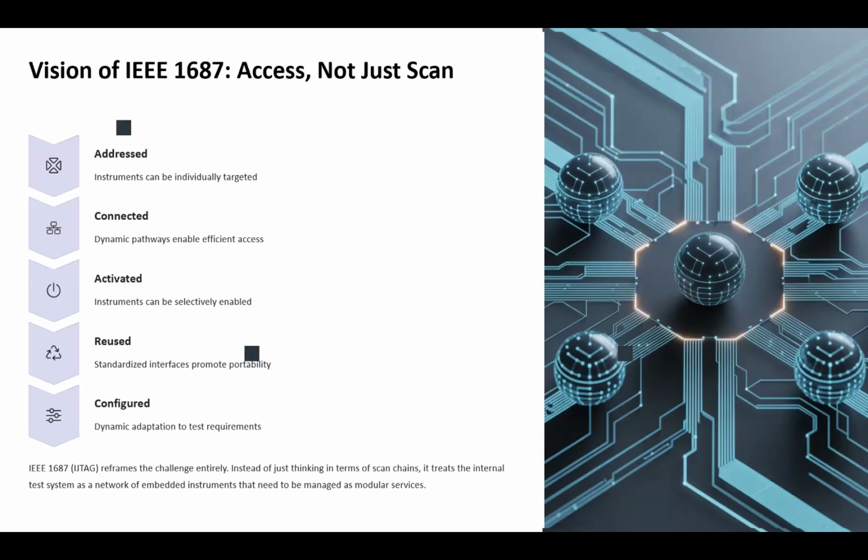Now, this test system can change its behavior based on what's being tested. It could mean adapting paths, sequences, and commands in real time. So, for example, the chip might skip certain instruments during manufacturing, but access them frequently during field diagnosis. Okay, so IEEE 1687 lets the test infrastructure adapt dynamically and match the use case, like switching tools depending on the job.